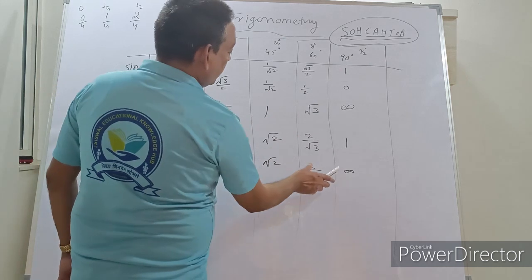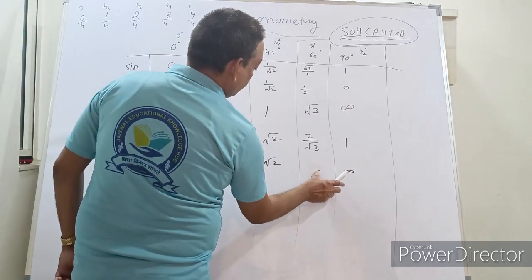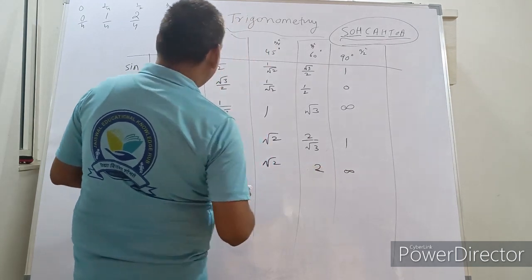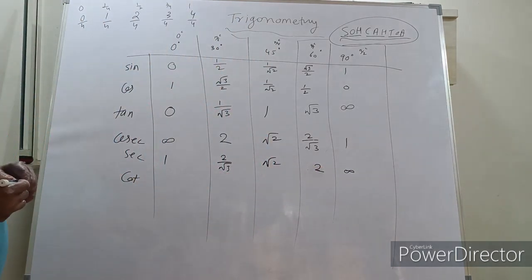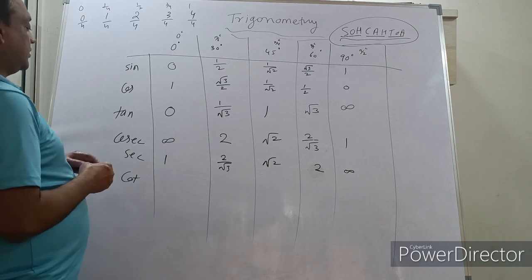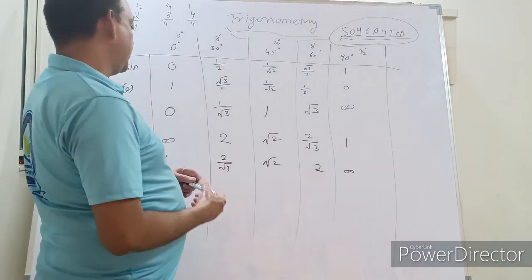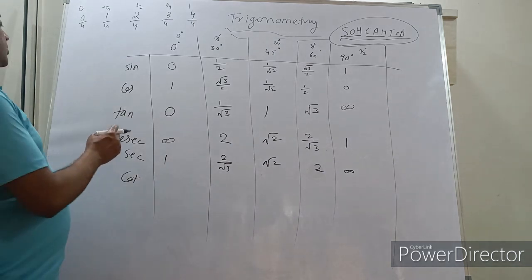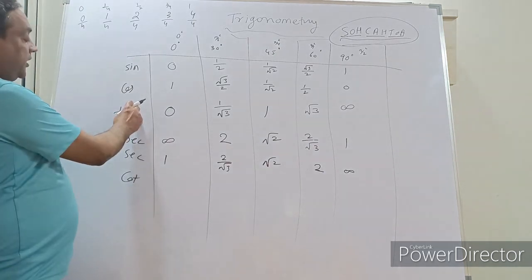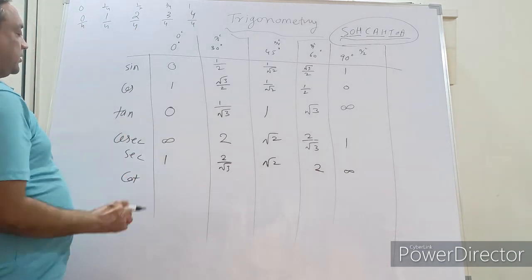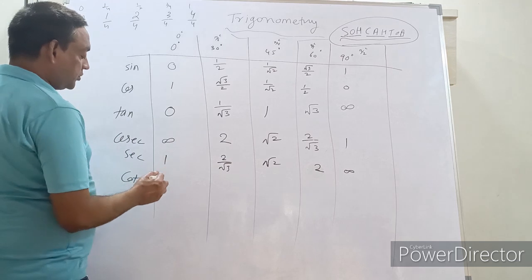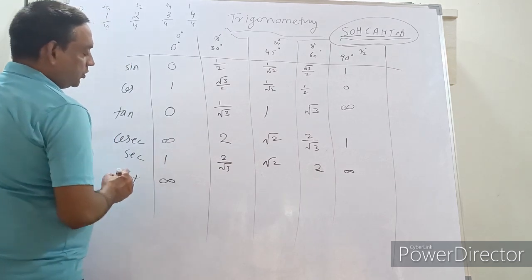Cos 1 upon 2, what will you get? The reciprocal of 1 upon 2, so this will be 2. Then infinity. And then the cot. Cot is what? Either you take the reciprocal of tan or cosec upon sec. I think the simple way is the reciprocal of tan. So for 0, it will be 1 upon 0, which is not defined.